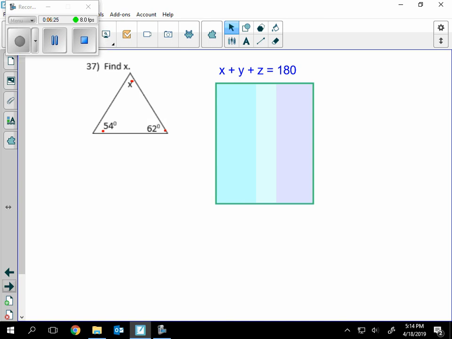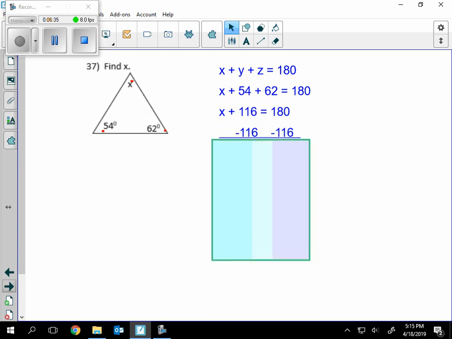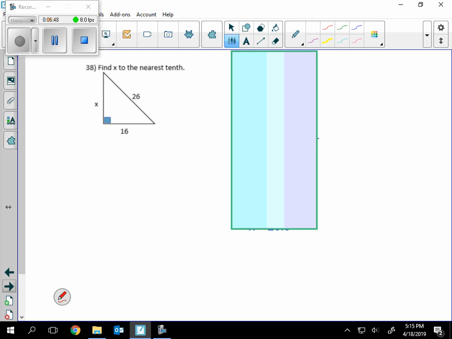Well, we've got two of them. We could plug those in for Y and Z. And we could add 54 and 62 together, get 116, and then to get X alone, subtract 116 to both sides, and we find that our missing angle is 64 degrees. And you can check it. Those three angles add up to 180.